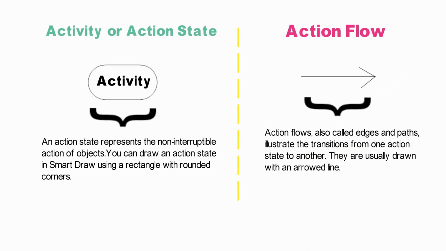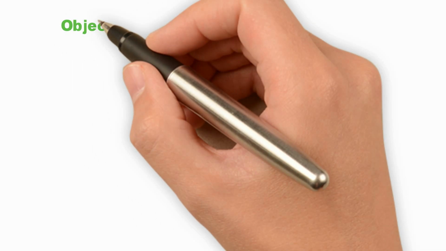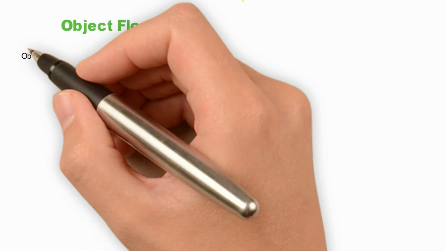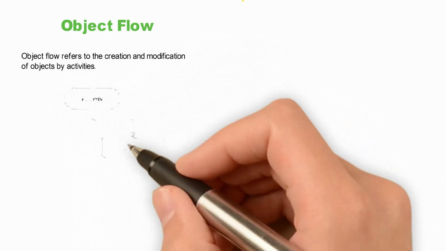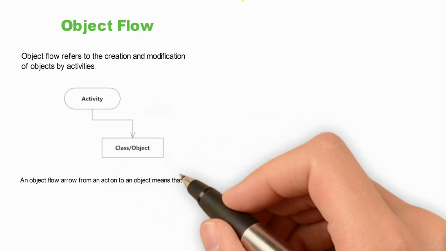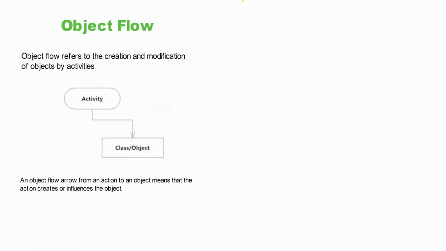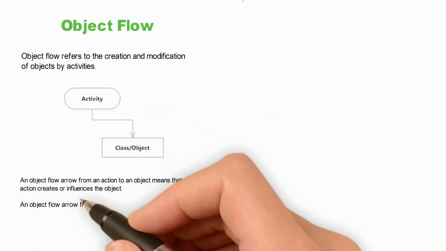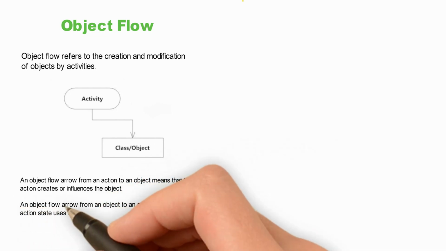Now we move to the object flow. Object flow refers to the creation and modification of objects by activities. An object flow arrow from an action to an object means that the action creates or influences the object. An object flow arrow from an object to an action indicates that the action state uses the object.